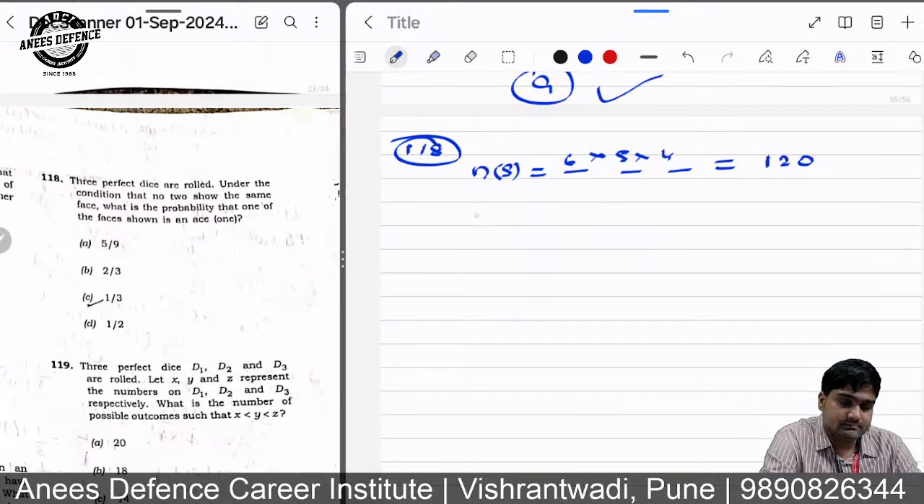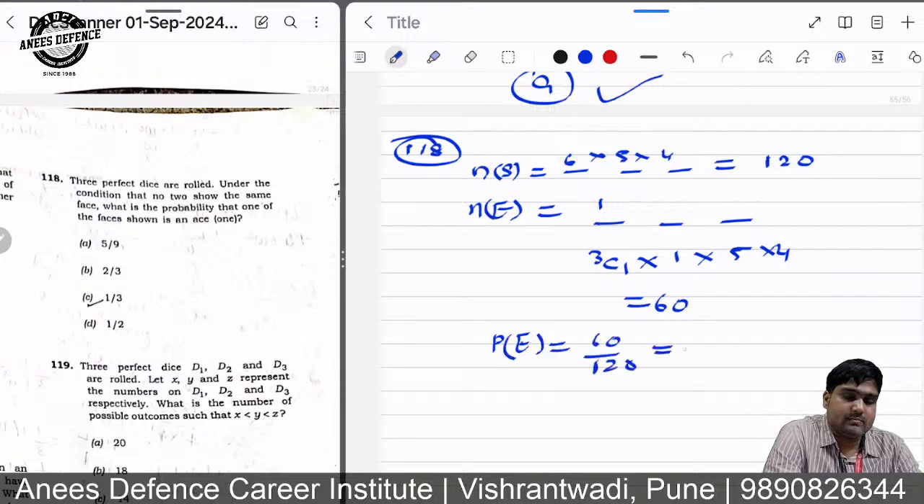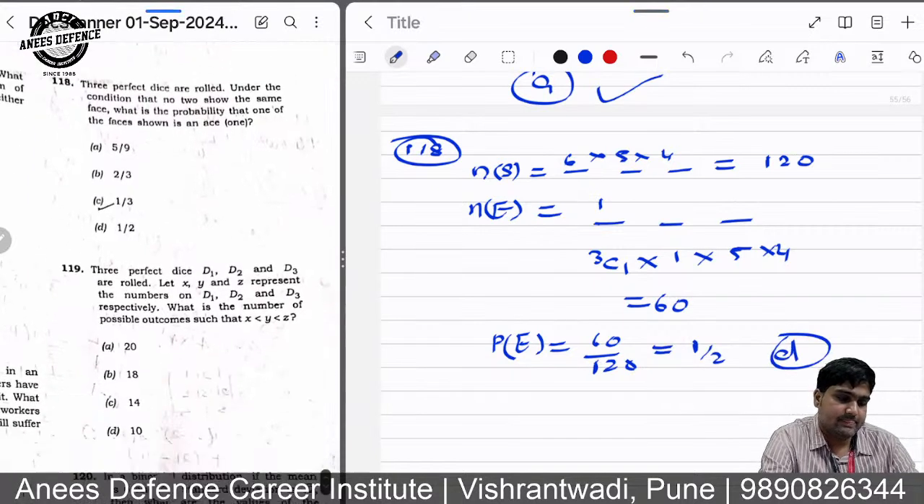Now calculate the favorable outcome, which is given: one of them is 1. So there are 3 places. In 3 places, select 1 place and put 1 anywhere. When I put 1 anywhere, the other 2 are different, so it's 5 into 4, which is 60. So the probability of the event is 60 upon 120, which is 1 by 2. The answer for 118 is option D.